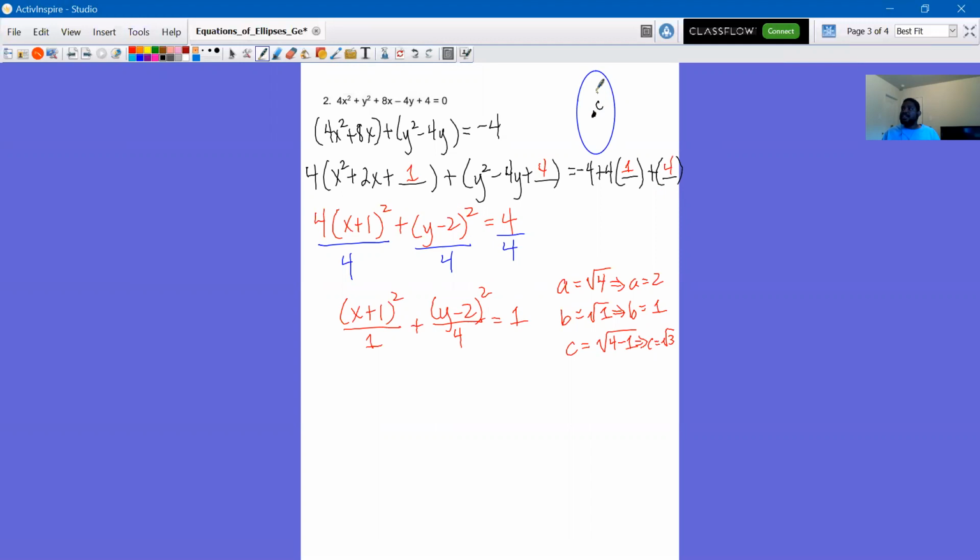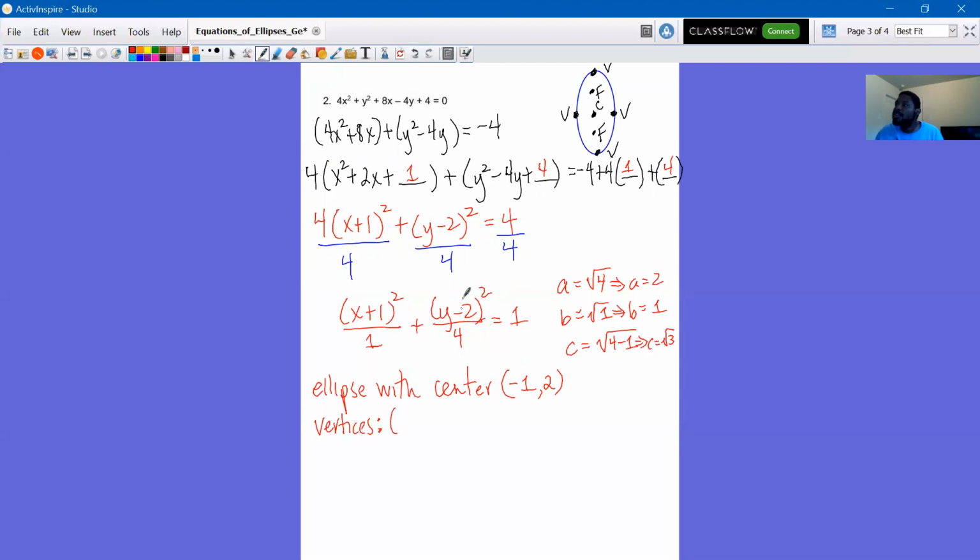So there's the center there. My focus point is here and here. And then I got a vertex there, and then vertex there, and vertex there. So we're ready to write our description of the ellipse. So it's an ellipse with center -1, 2, vertices.